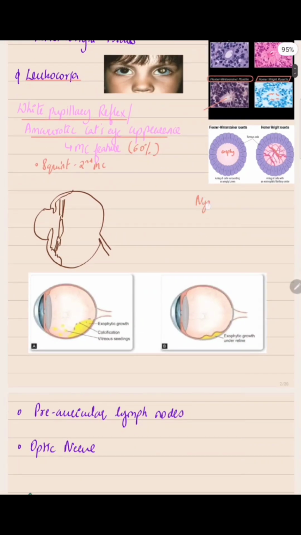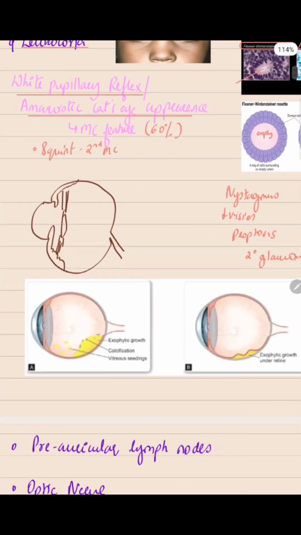decreased vision, defective vision, proptosis, or painful red eye due to secondary glaucoma. This glaucoma can be either due to pushing of the lens iris diaphragm forward, or because of tumor cells clogging the trabecular meshwork.